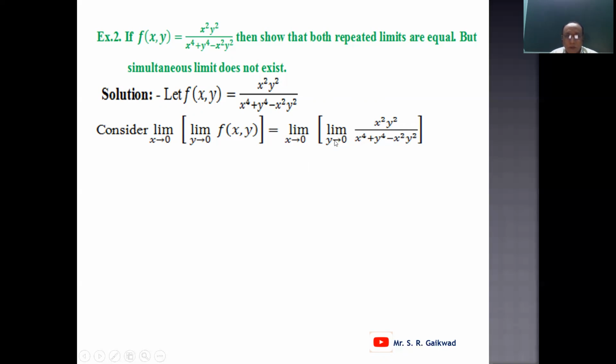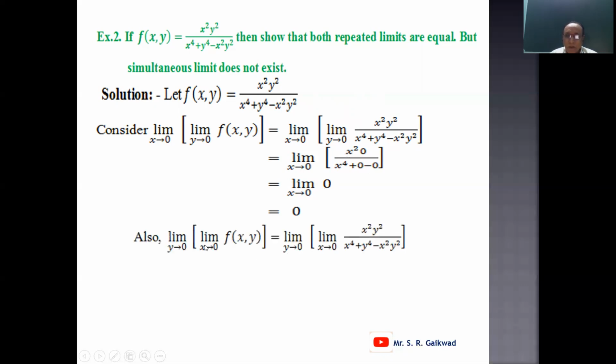First you can find the limit as y tends to 0. It means given function, first you can put y equal to 0, and therefore we get limit x tends to 0 of x square into 0 upon x raised to 4 plus 0 minus 0. That is, we can put here y equal to 0. Then as we can put y equal to 0, we get x square into 0, nothing but whole term is 0. It means we get limit x tends to 0 of 0. It means value of limit is 0.